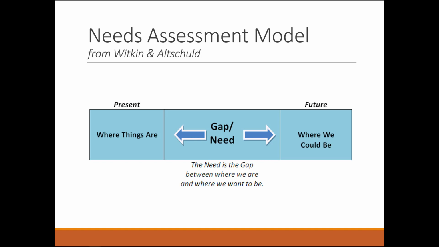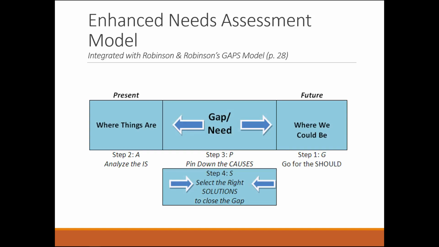Now I'd like to present you with an enhanced model. So we have the traditional, the present and the future, what it is, what it should be, or points A and B. But then we include a step 4 in the process, which is selecting the right solution. And that's why I was saying earlier, it will not always be learning. And so that's what we have to keep in mind.